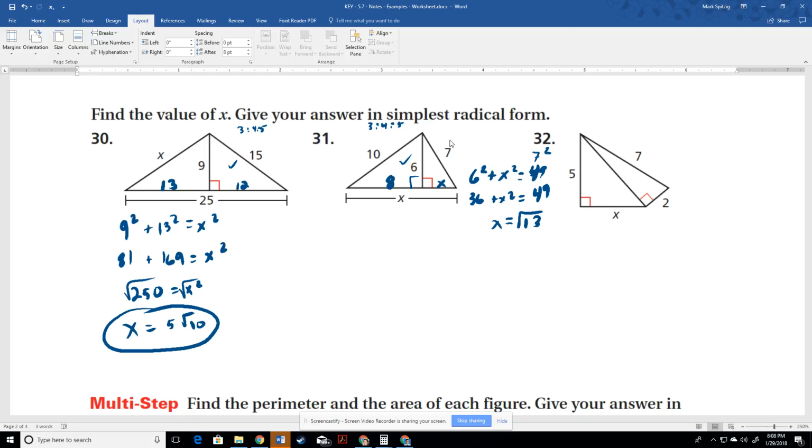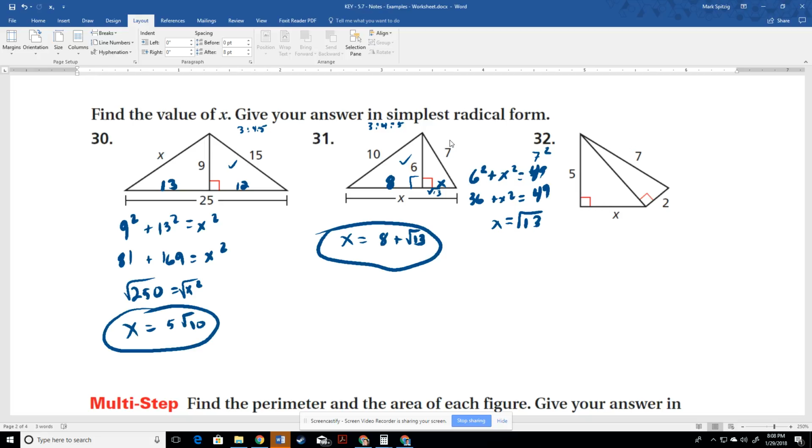Yep, and so this is radical 13. So together, x is just going to be 8 plus radical 13. Can't combine them, so I love that answer. Awesome. All right, so we got to start with the 7 and 2 business here.